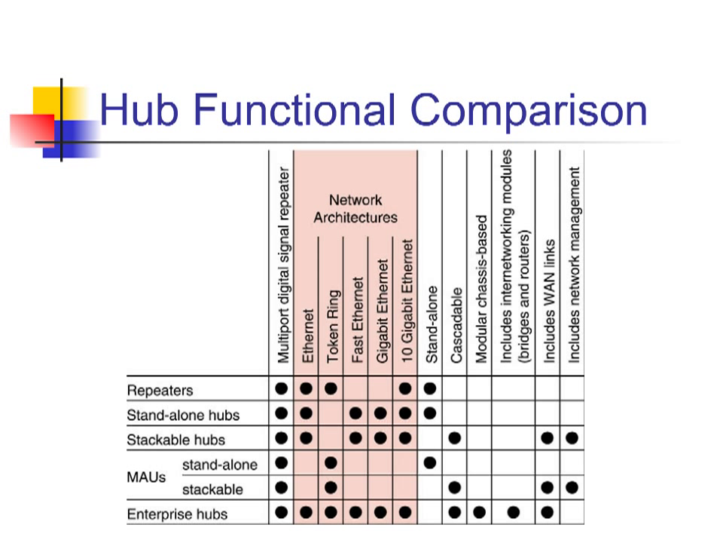So in this case, again, taking a look at where you generally find these, the different network architectures that are supported by them, whether they're standalone, cascadable, they have a modular chassis, if they have any internetworking modules, if it includes WAN links, if it includes network management capabilities. And they've actually filled it in here for you.